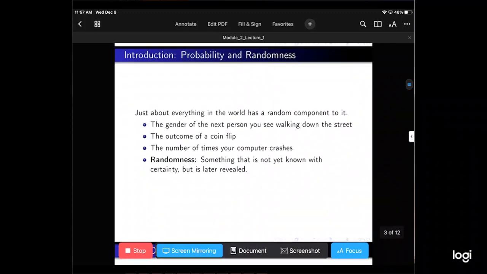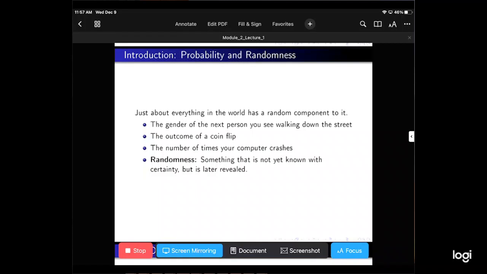So, introduction to probability and randomness. Everything in the world, or just about everything in the world, has a random component to it. So if you're walking down the street, for example, the next person you see coming down the sidewalk, their gender is going to be a random variable, because we don't know for certain who's going to be coming down the block.